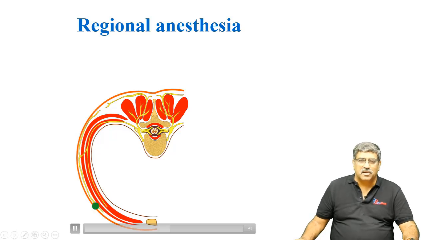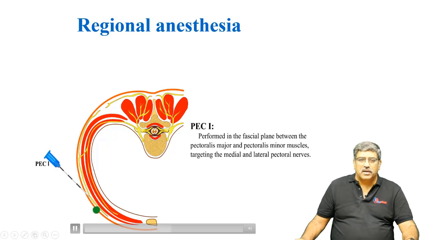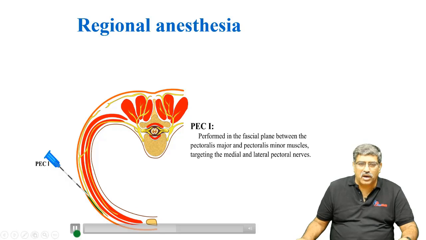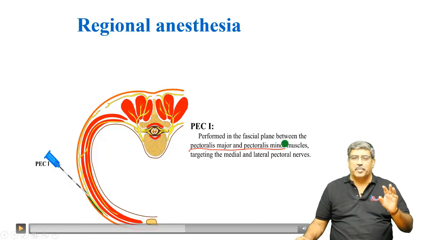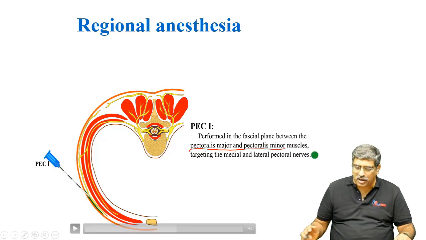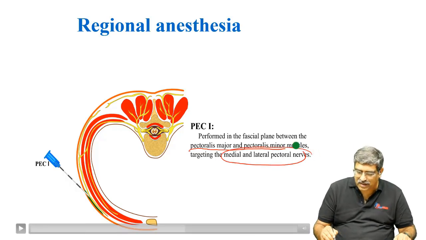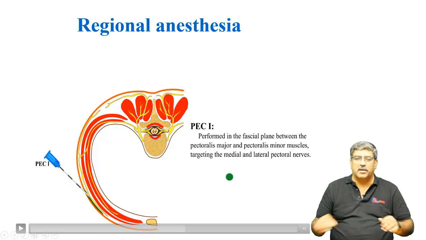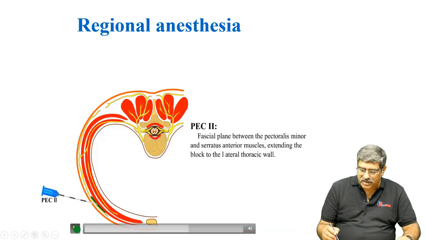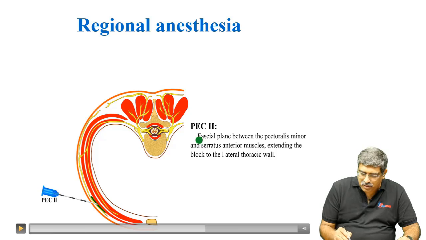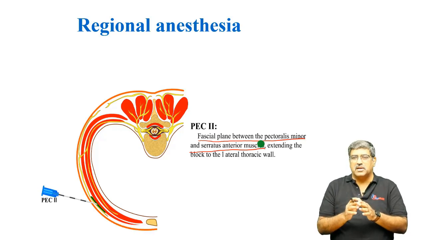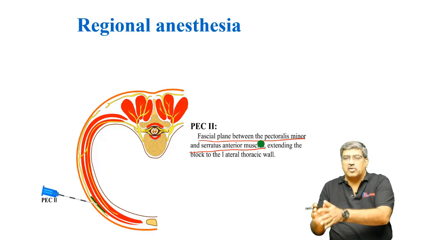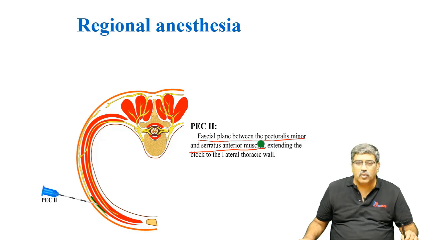Next comes the PECS block. Here coming to PECS 1, here it is between pectoralis major and pectoralis minor muscle, and here you target the medial and lateral pectoral nerve. Coming to PECS 2, here you deliver the drug in the fascial plane between pectoralis minor and serratus anterior muscle, and here you extend the block to the lateral thoracic wall.